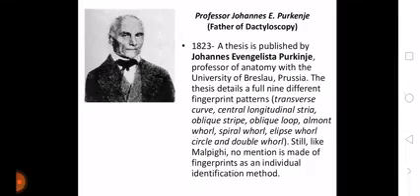Professor Johannes A. Purkinje, also known as the father of dactyloscopy. In 1823, a thesis was published by Johannes Evangelista Purkinje, professor of anatomy with the University of Breslau, Prussia. The thesis details 9 different fingerprint patterns. That's what we call transverse curve, central longitudinal stria, oblique stripe, oblique loop, almond whorl, spiral whorl, ellipse whorl, circle, and double whorl. Still, like Malpighi, no mention is made of fingerprints as an individual identification method.